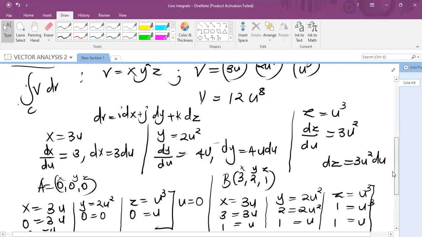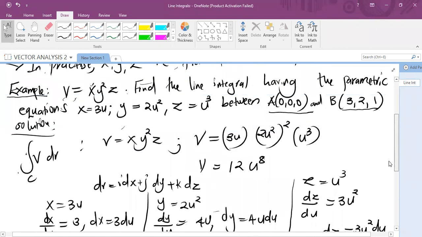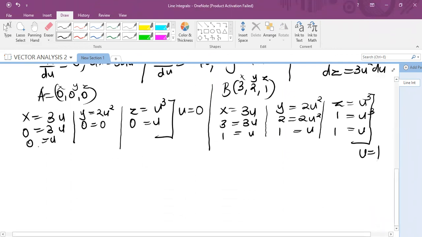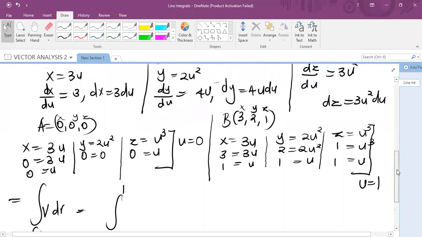So coming to evaluate the integral, we are evaluating the integral of the curve. So let me write again. The line integral is given by the integral of curve V dr, and we've established that we're integrating from 0 to 1. What's our V with respect to the new variable?